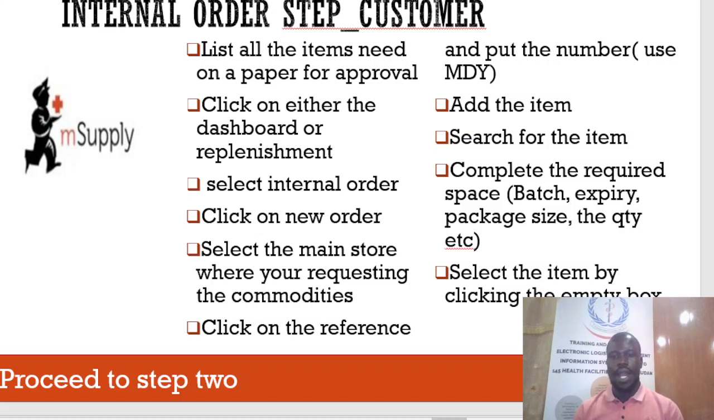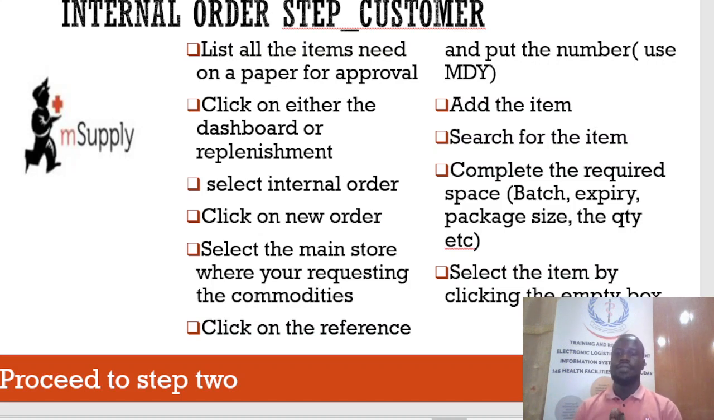After clicking on the new order, then you have to select the main store where you're requesting the commodities from. For example, if I'm from the in-patient, I need to put my request, but I have to click on the store where I'm going to be picking my request from. Then after that, it will be followed by the reference. Reference numbers are the numbers that will be used in following up your request later, if it has not been approved or it has not been supplied to you, so you have to make sure that you put it very clearly. For example, I can use the date of today. Today is 22nd of May. I just put 2205 2024. It's a sign that these are the commodities that are requested on this date, and that becomes your reference number.